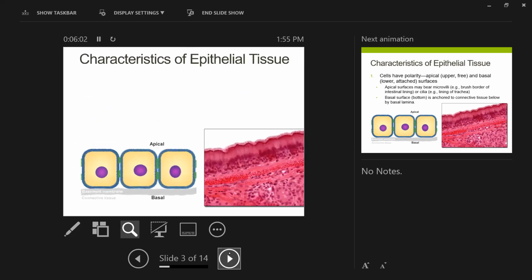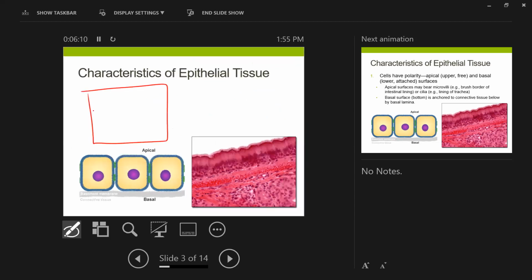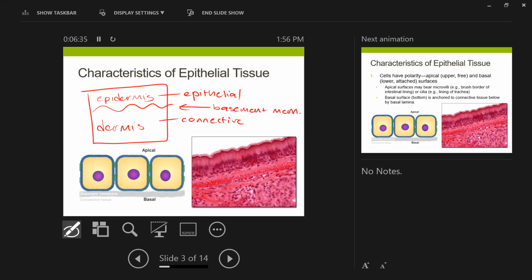To give you an idea of how this looks, here's the slide you're going to see a little later. You don't need to draw any of this, just pay attention. So let's say I took a cross section of your skin. This would be your epidermis. This would be your dermis. Your epidermis is epithelial tissue. Your dermis is connective tissue. What's this layer that separates the two? It's called the basement membrane. So the basement membrane is between the connective layer and the epithelial layer.